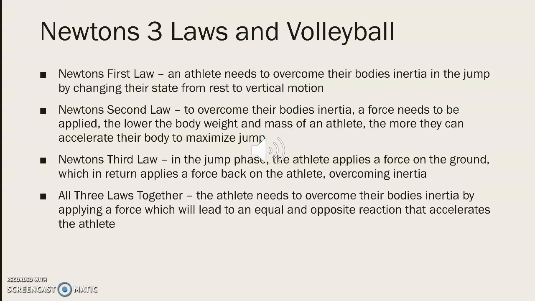Isaac Newton's 3 laws in volleyball. Newton's first law. An athlete needs to overcome their body's inertia in the jump by changing their state from rest to vertical motion. Newton's second law. To overcome their body's inertia, a force needs to be applied. The lower the body weight and mass of an athlete, the more they can accelerate their body to maximize jump.